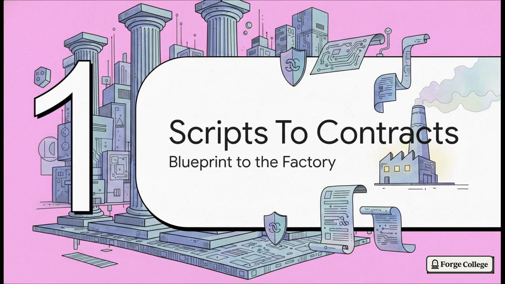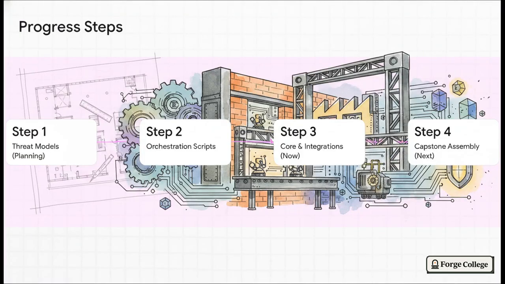Okay, Section 1. From scripts to contracts. Think of this as the blueprint to the factory floor. Just to ground us, we are stationed right in the middle of the NFTs and decentralized identity track, specifically tackling the capstone project module. Think of our progress like building an actual physical factory.